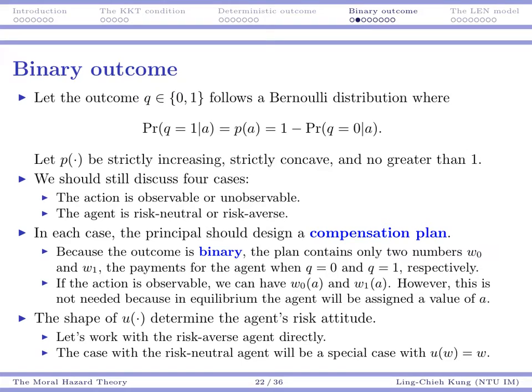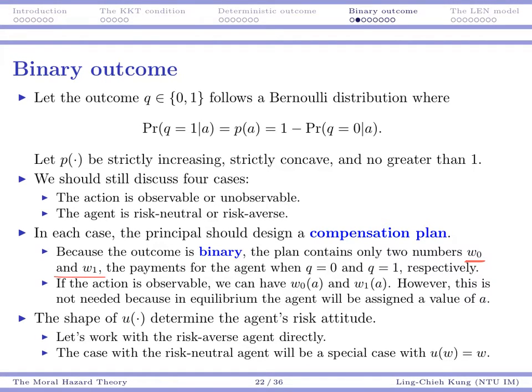When the action is observable, then we should technically be able to make the payment contingent on the effort level we observe. But as you can already feel, this is not needed, because if we can really observe the action, then we are going to assign a work level to the agent. We will decide A, and once we do that, there is no need to specify a function. All we need to do is to specify the value of the payment when the effort is A. So it doesn't really matter. All we need to do is work with two numbers, W0 and W1.